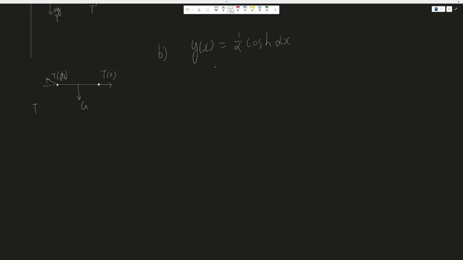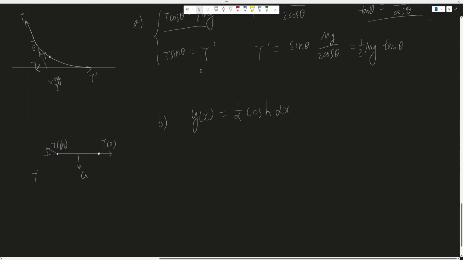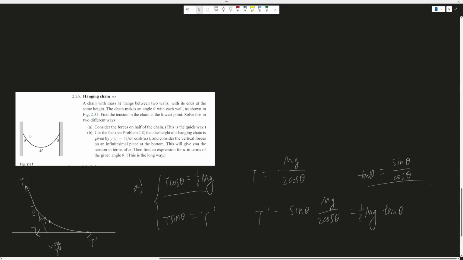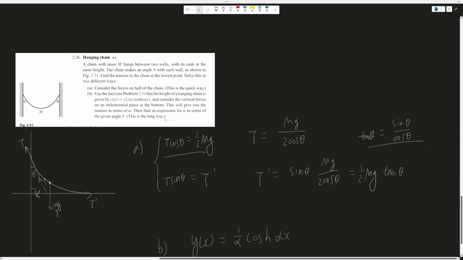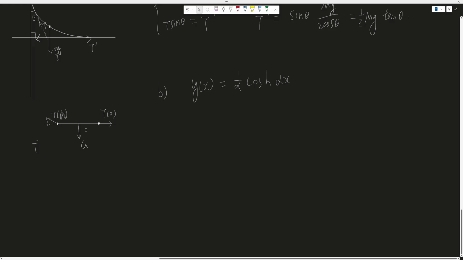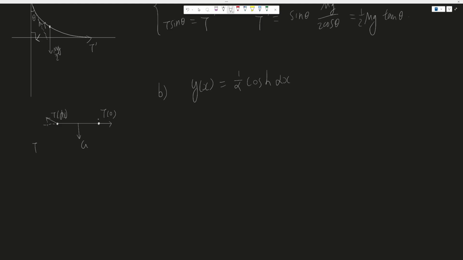So what does this formula tell us? This formula basically is the shape of the curve of this chain hanging between two walls. And it is asking us to consider the vertical forces on an infinitesimal piece at the bottom. And then we'll have a tension in terms of alpha, and then find alpha in terms of theta. Okay, so let's consider a tiny piece at the bottom, and then let's do a force analysis. So there's a tension pulling on the right, and tension pulling up left, and a gravity force.